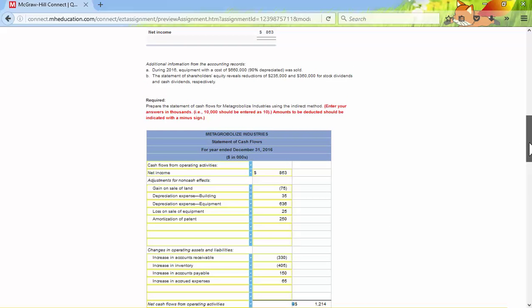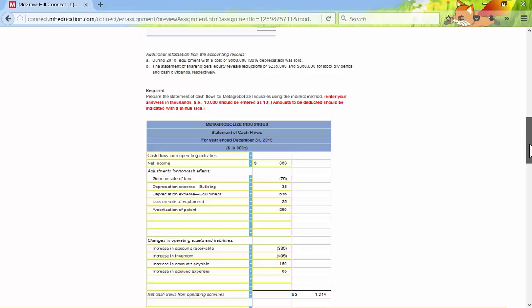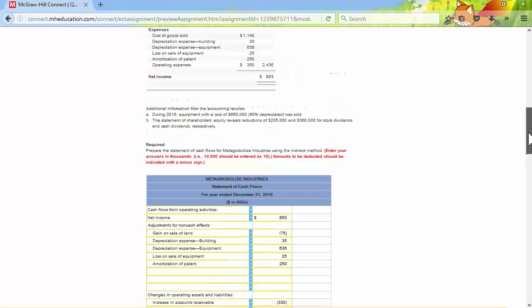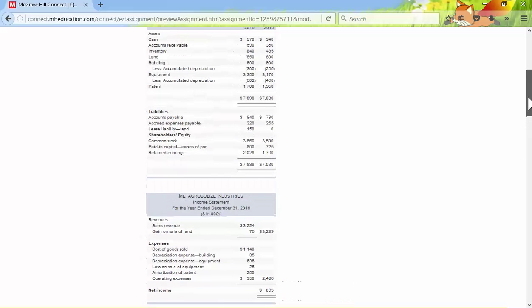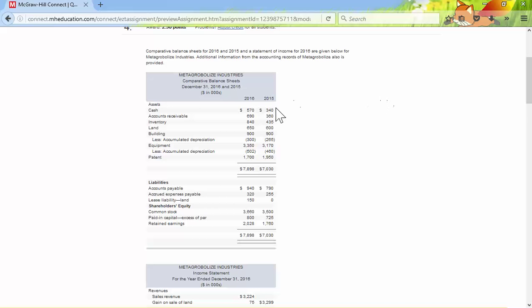Now the second step is to look at investing activities and the cash inflows and outflows from investing activities. Now this is a little bit more difficult because we've got to analyze the individual accounts. And we said that it's long-term assets. So if we look at Meta-Globalized and their long-term assets, we see that they have land, building, and equipment.